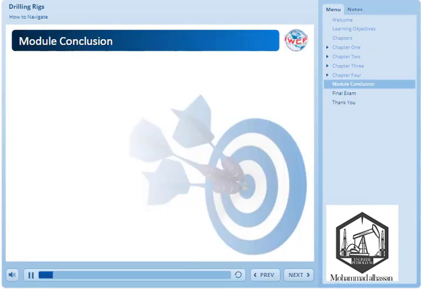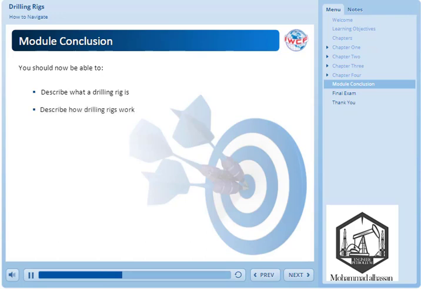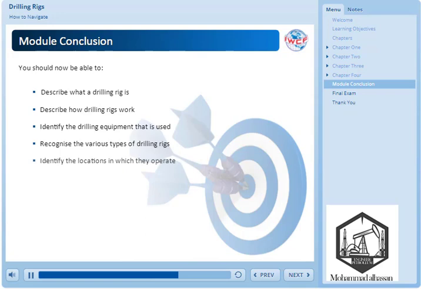Well done! You have reached the end of this module. You should now be able to describe what a drilling rig is, describe how drilling rigs work, identify the drilling equipment that is used, recognize the various types of drilling rigs, identify the locations in which they operate, and identify the well control equipment that is used.